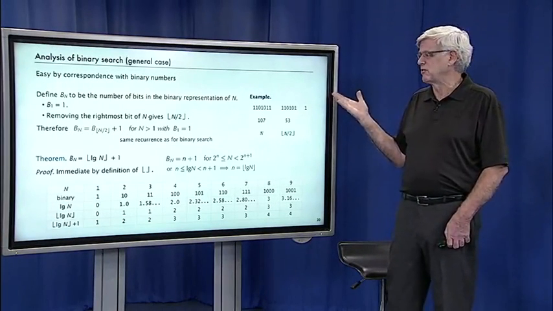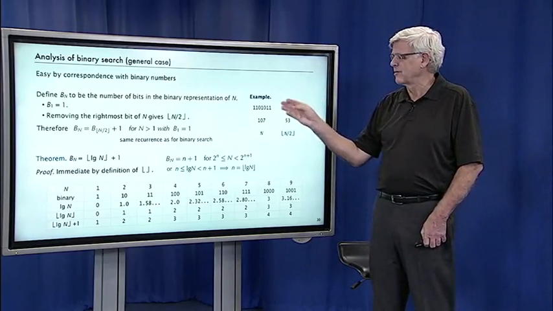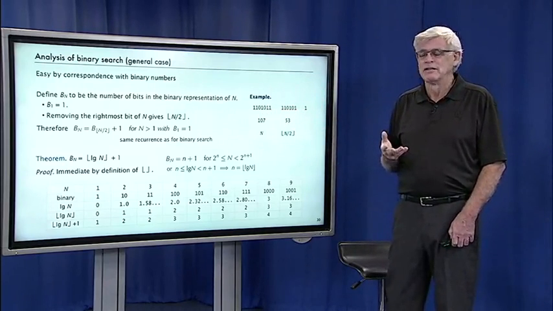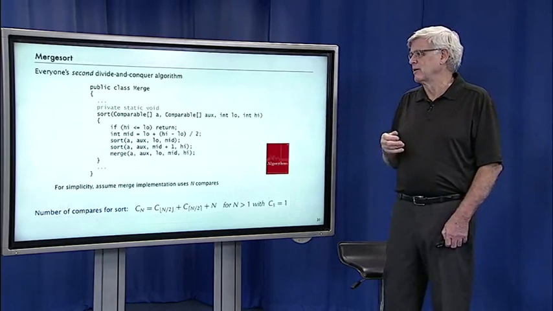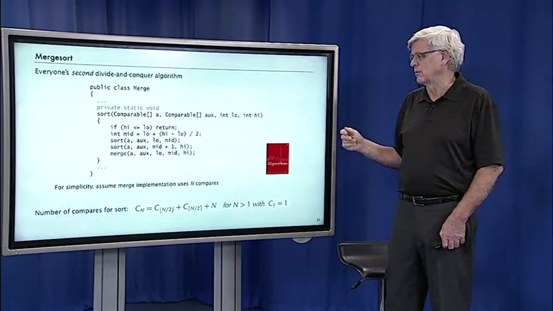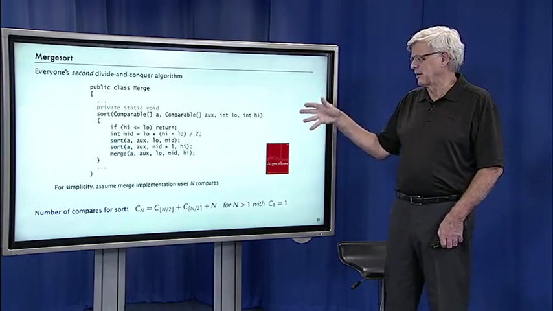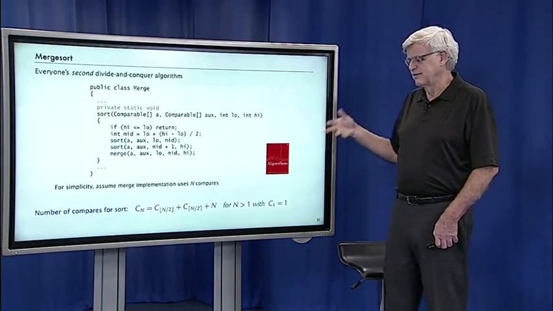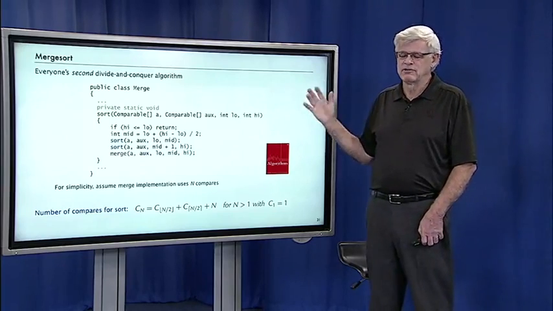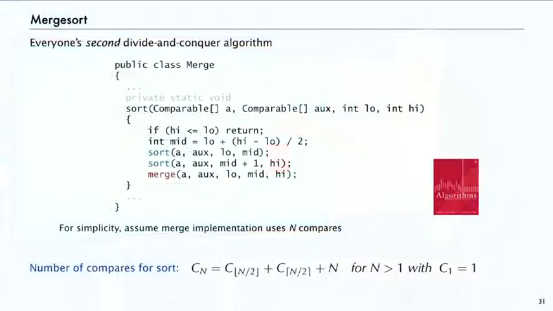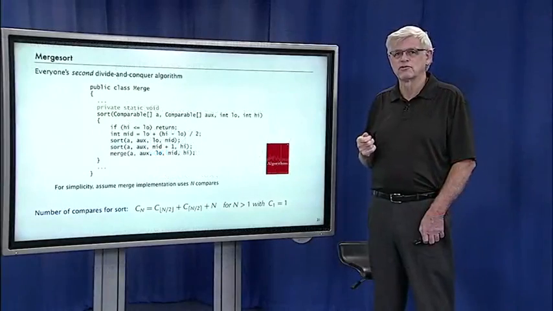So we had an algorithm, binary search, and we had the number of bits in the binary representation of the numbers, and these two are matched up through the recurrence. And that's a warm-up, because now we're going to do the same thing for merge sort. Merge sort, everybody learns, and I talked about it in the earlier lecture. Divide the array into two halves, sort the two halves, and then merge to put them back together. For simplicity, we'll assume that the merge implementation always uses n compares, and then if you do that, you get this recurrence for the number of compares for the sort.